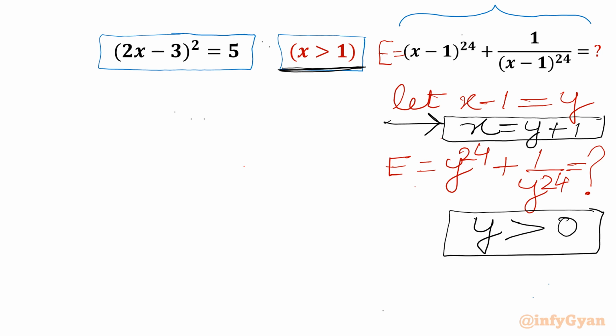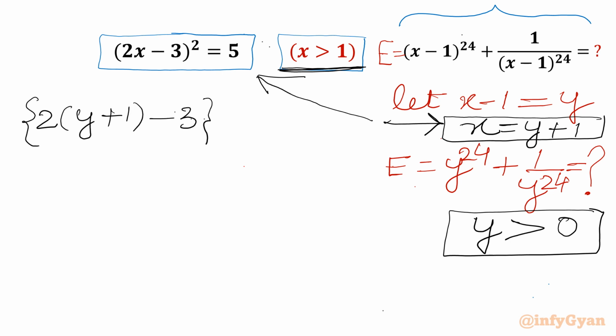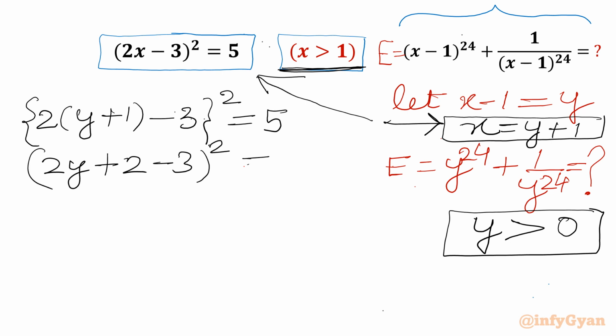Now I will plug in the value of x here. So we can write (2 times (y plus 1) minus 3) whole square equal to 5. Or we can write (2y plus 2 minus 3) whole square equal to 5. Or (2y minus 1) whole square equal to 5.